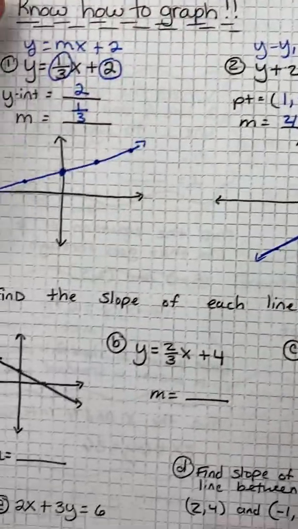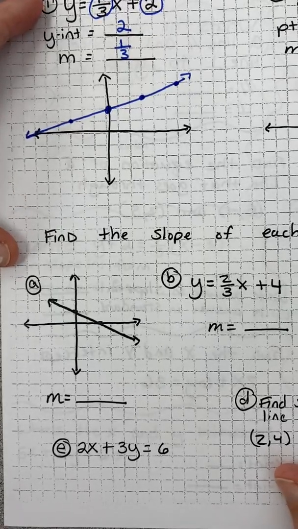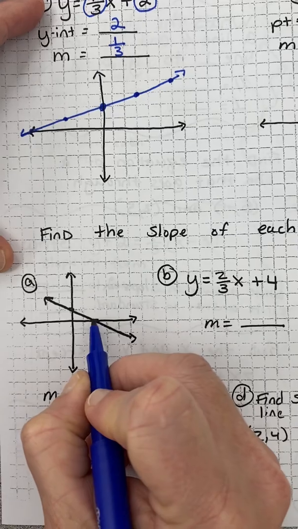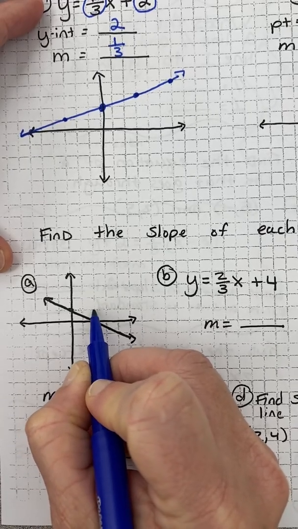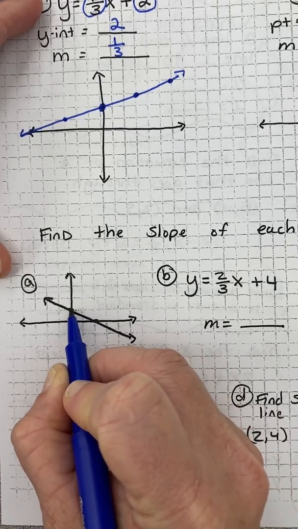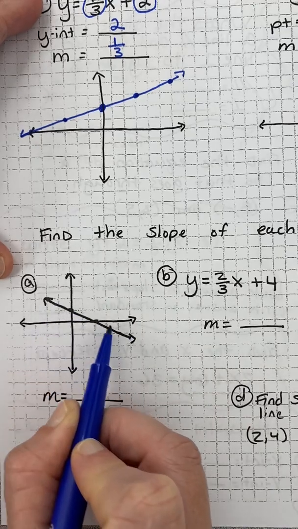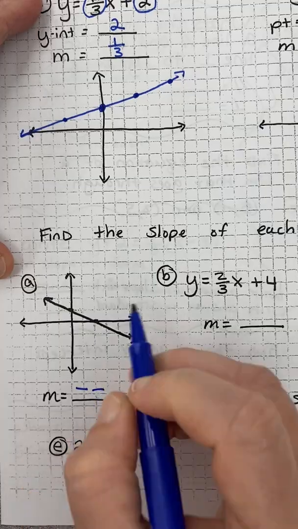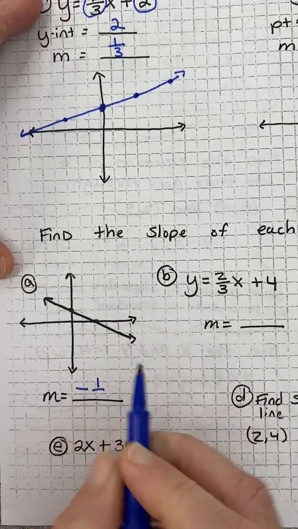Okay. Now, on these problems, it's just asking you to find the slope. So here, all I care about is rise over run. I notice there's a pretty point here. I rise 1, I run 2 backwards. I also look, and this line is going down, so it's going to be negative. So I just know that the slope is negative, and it's rise over run.